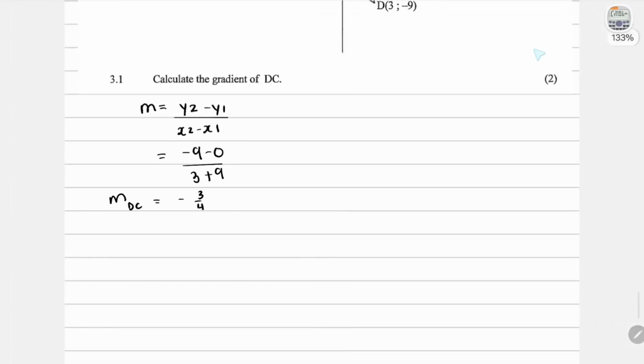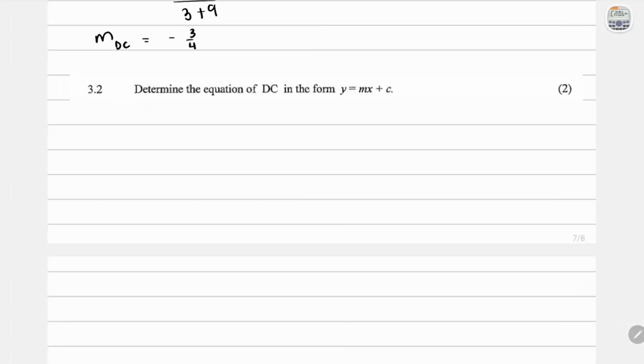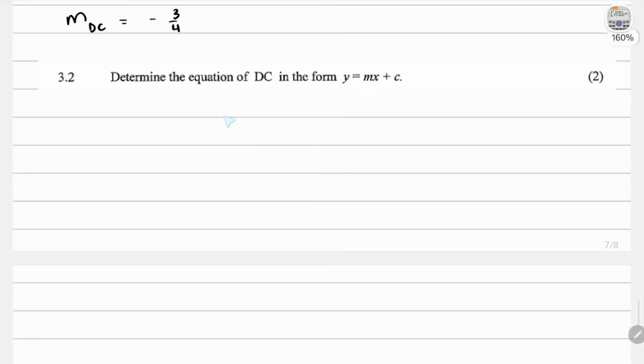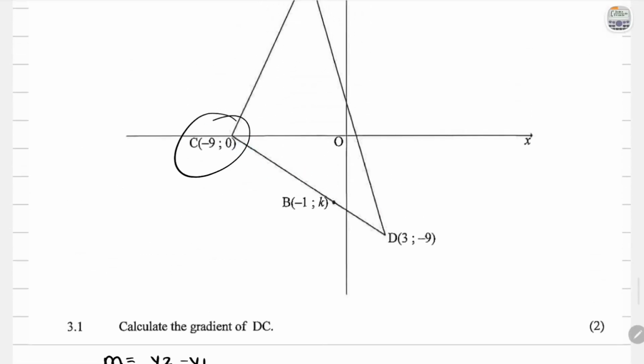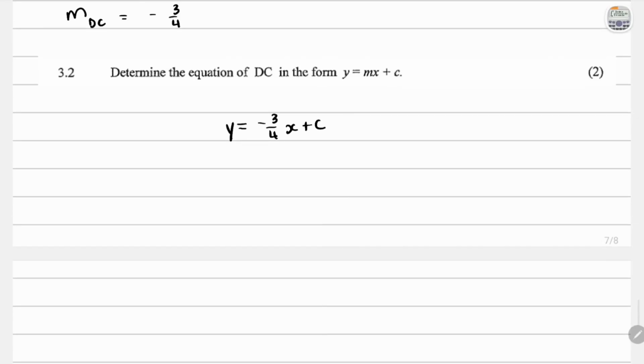Moving on to the next question. Question 3.2 says, determine the equation of DC in the form of y equals mx plus c. So we already have the gradient of DC. So this is going to be y equals, and our gradient is negative 3 over 4 x plus c. And we can just substitute one point on DC. You see that C is an easier point, negative 9 and 0. So the y value is 0, the x value is negative 9. So substitute negative 9 and then plus c.